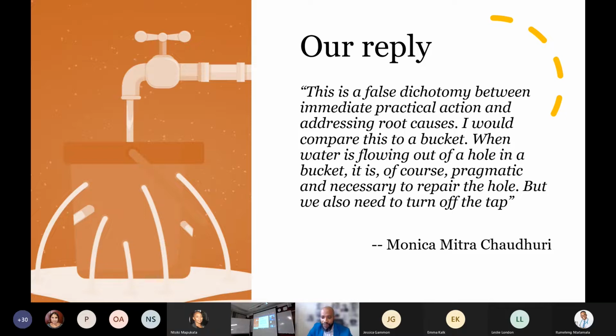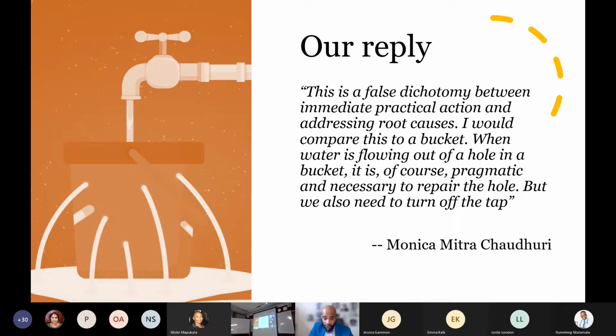And I like what this researcher in Canada, Monica Chowdhury, said, that she would compare this false dichotomy to a bucket and a tap. The bucket is leaking. Of course, if you're faced with such a scenario, the obvious thing to do is to turn off the tap. But we know that in life in general, when we think about other inequalities, gender inequalities, racial inequalities, turning off the tap has never been simple. It's been generational long struggles.